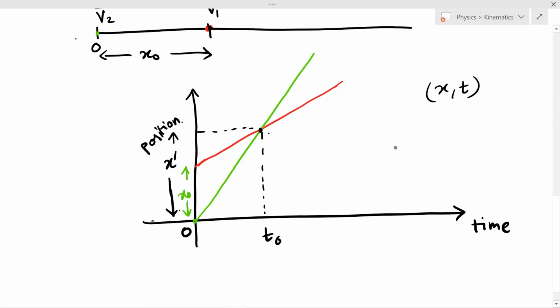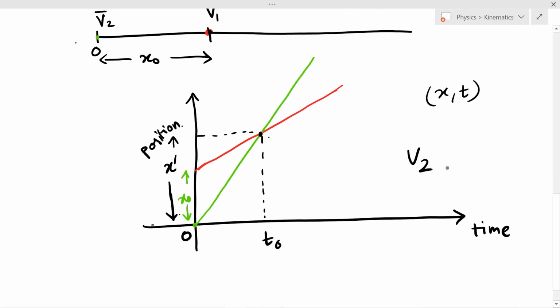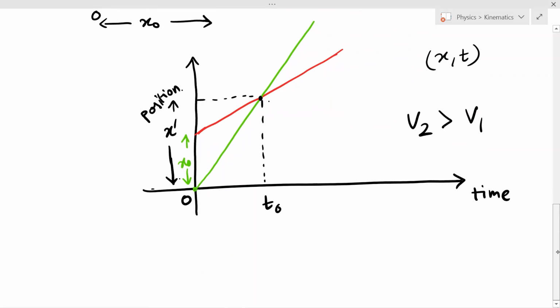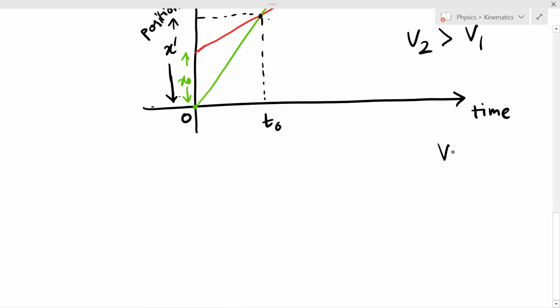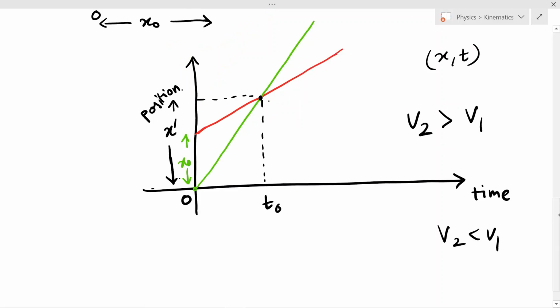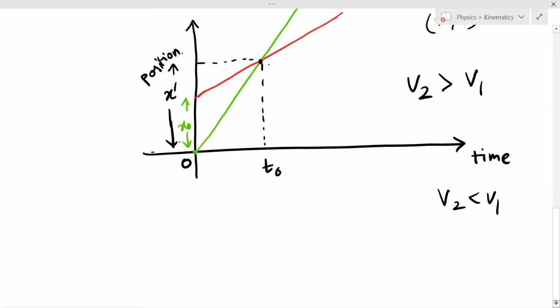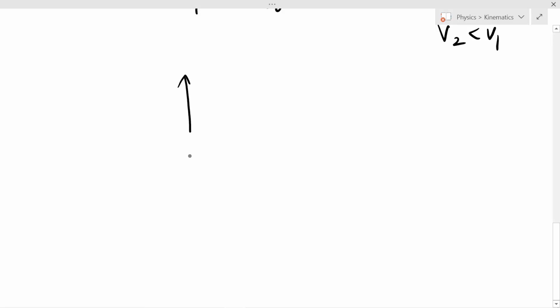Now this is the case when v2 is greater than v1, that is, the magnitude of the velocity v2 is greater than v1. What if v2 is smaller than v1? Then the object will never catch. So the scenario would look something like this.